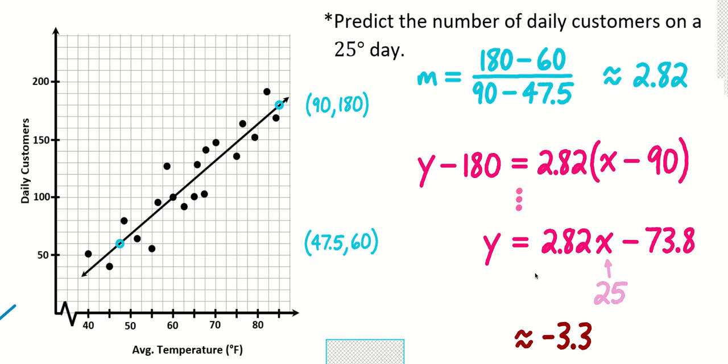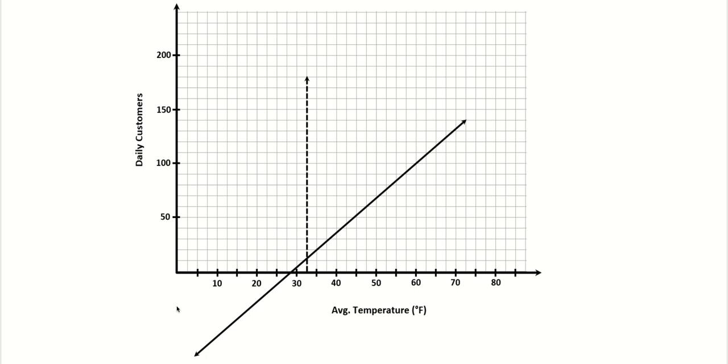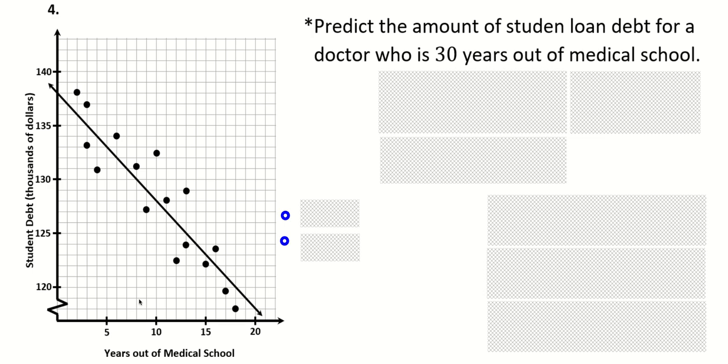So what was the y-intercept again? Negative 73.8. So the actual y-intercept, negative 73.8, now looks to be pretty accurate, right? But the last example you have on your paper: predict the amount of student loan debt for a doctor who is 30 years out of medical school. So here we have the vertical axis with your student debt. The horizontal axis is your years out of medical school.